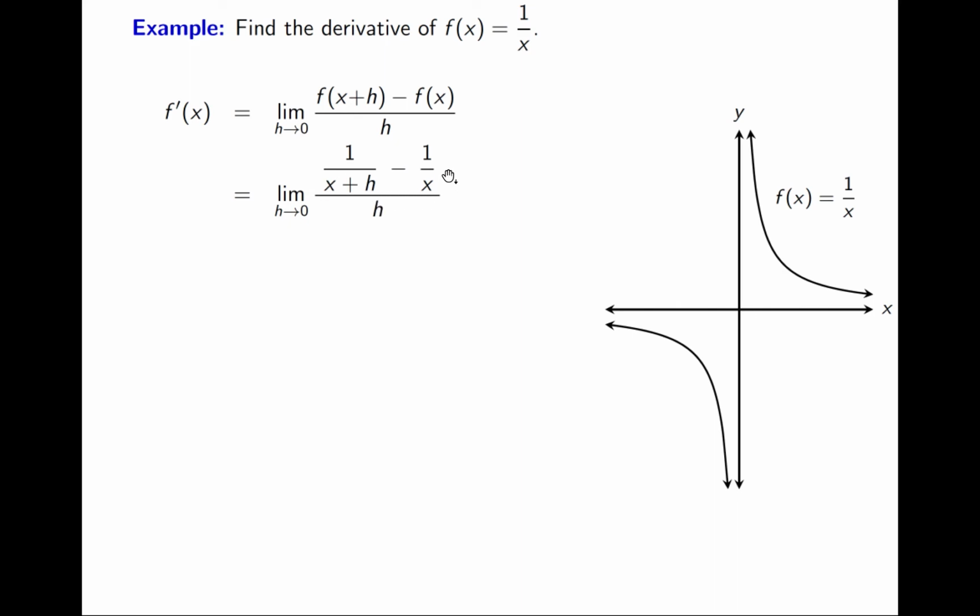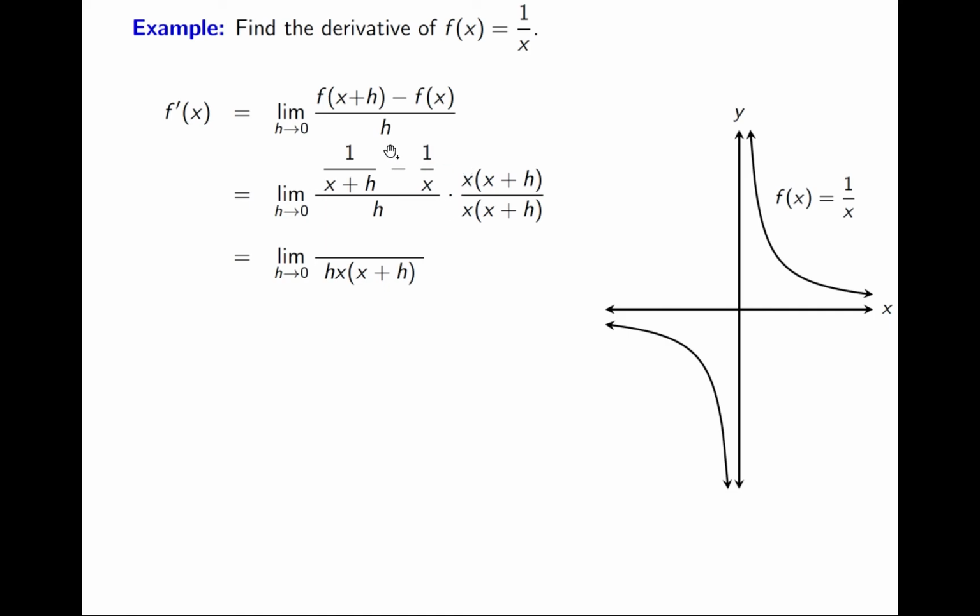Now, how would we do this? You've worked enough limits at this point to know how to proceed. You can multiply this entire limit by 1 in the form of x times x plus h divided by itself. We're choosing x times x plus h because that's the common denominator of these two fractions on the top. When you multiply the denominators, you get h times x plus h.